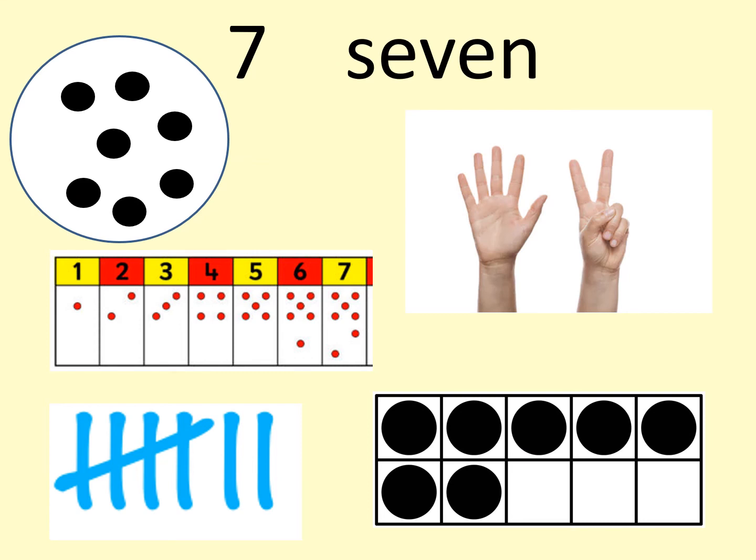Here are lots of different ways to show 7. What can you see? Pause the video while you take a closer look. I can see someone holding up 7 fingers. Can you hold up 7 fingers? I can see a number line with dots underneath to show how many. Those dots look a bit like the dots on my dice. I can see a tally chart with 7 lines on it, and a circle with 7 dots inside. I can see a 10 frame with 7 counters on it. There are 5 at the top and 2 at the bottom.